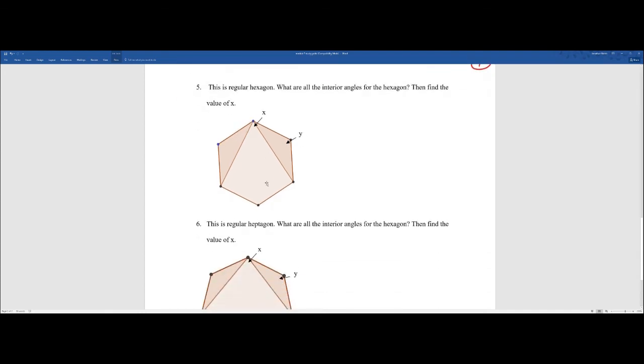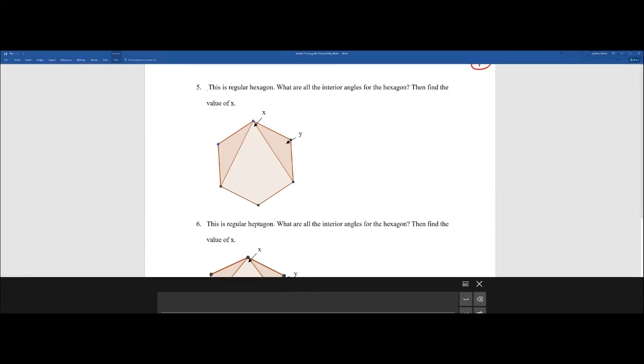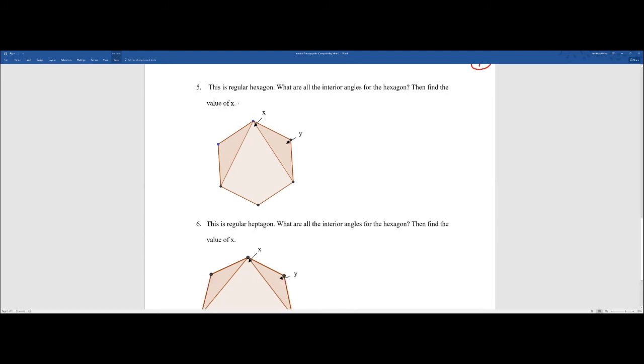All right, so number 5. This is a regular hexagon, good stuff. And basically what we're going to do here is solve for x and y. So again, this is for x and y.